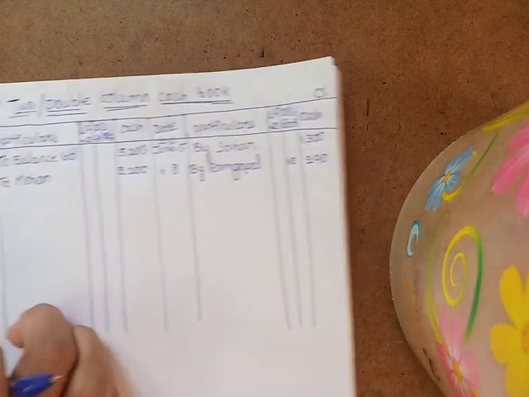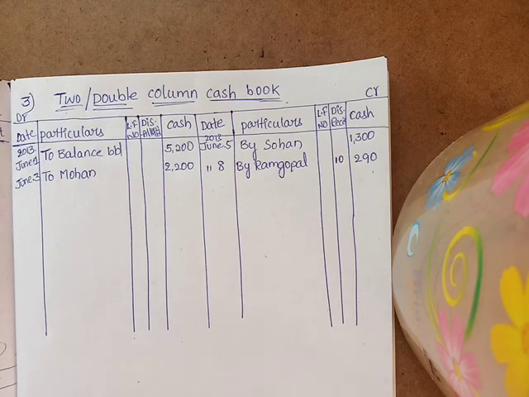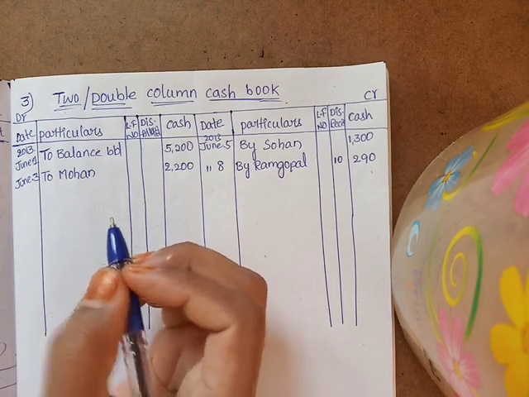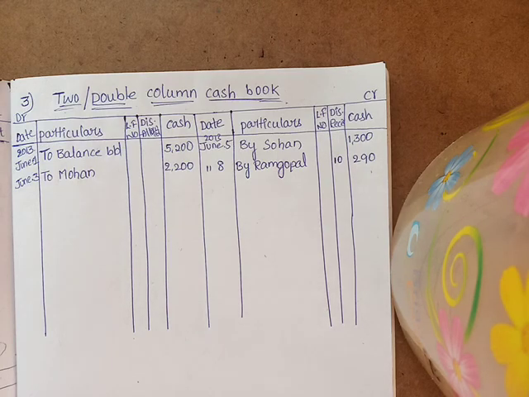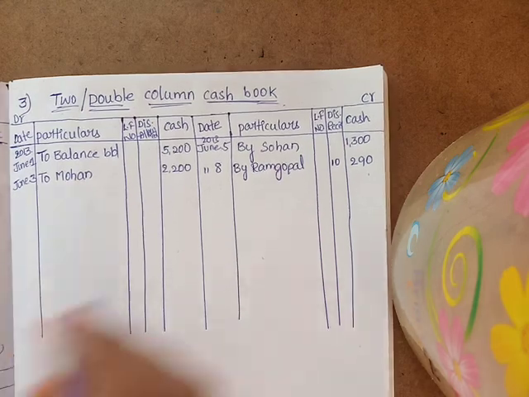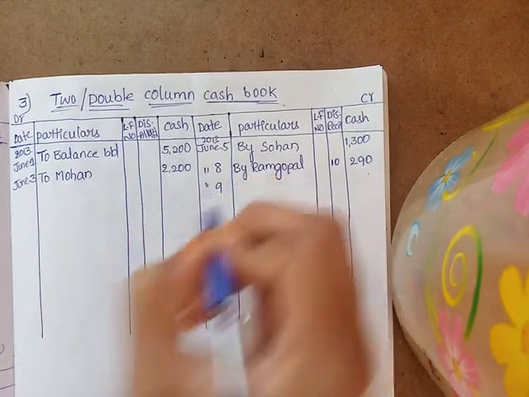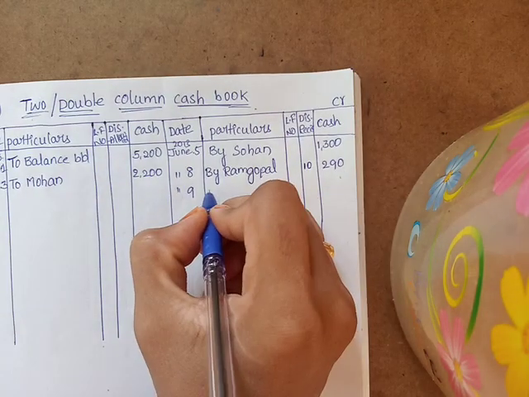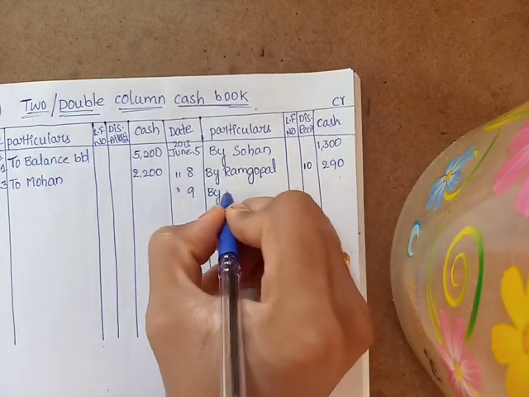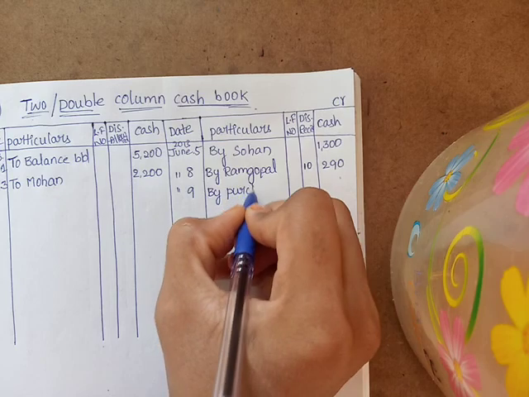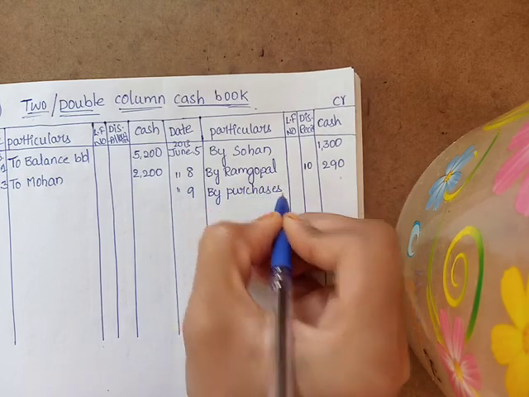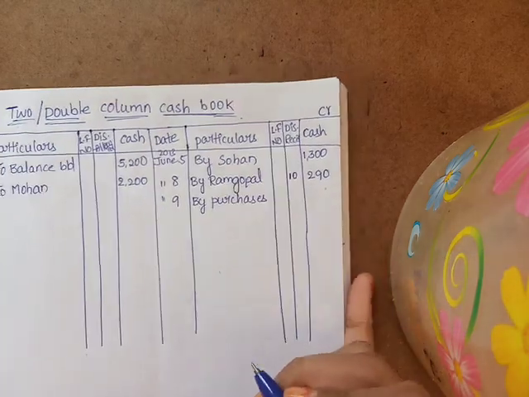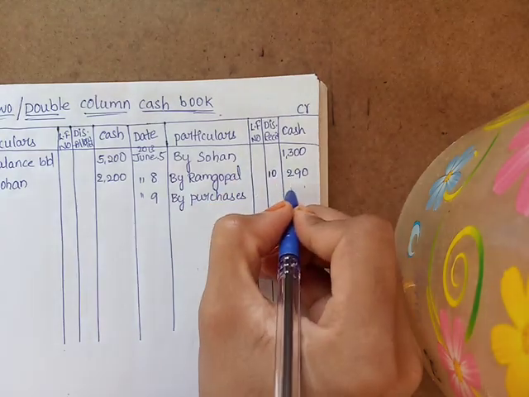Next, purchased goods from Ashok for cash. What is the entry? Purchases account debit to cash account. So cash account is credit side now. So on the credit side of the cash book, by purchases, rupees 500.